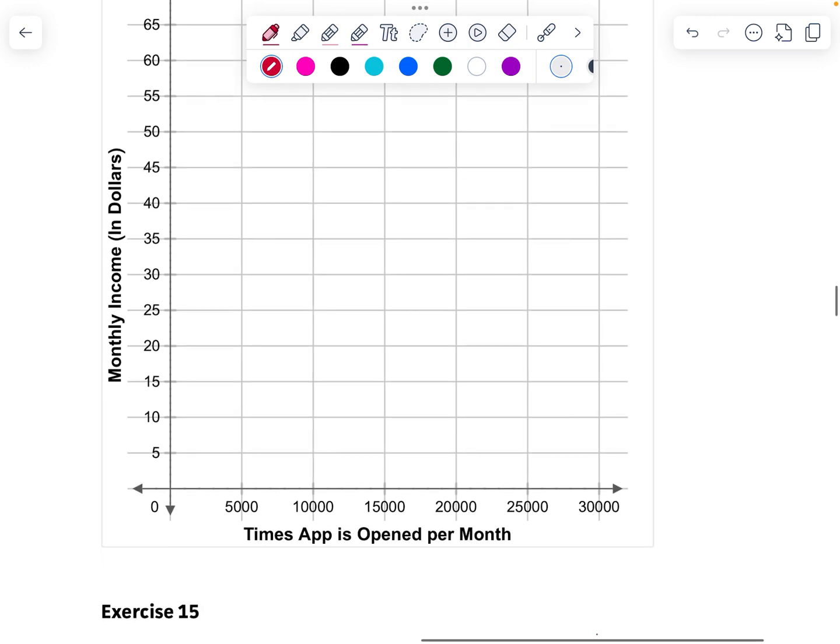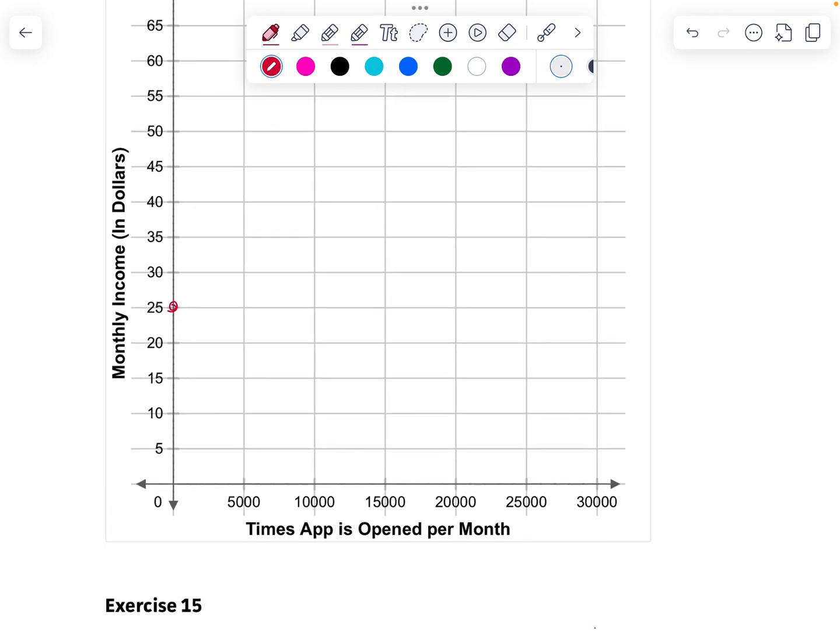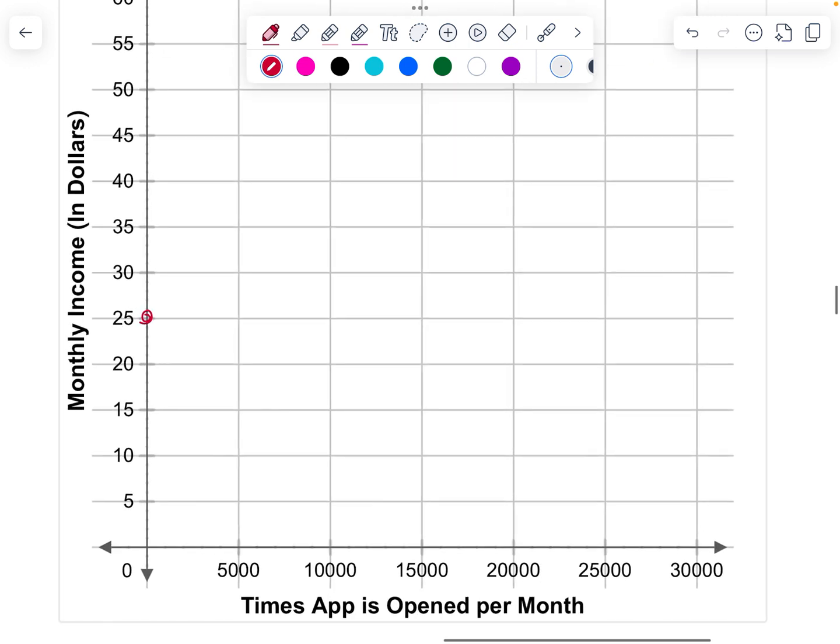So if you start at 0, at 0 times, you still get $25. So your starting point is right here at $25. So if the app has been opened 0 times, you start at $25. Now remember, if the app is opened 10,000 times, let's see right here, 10,000 times, how much would you get paid? Well, we just need to take 10,000. Let's go back. Let's do black. 10,000, right?